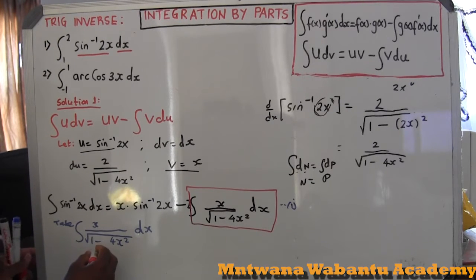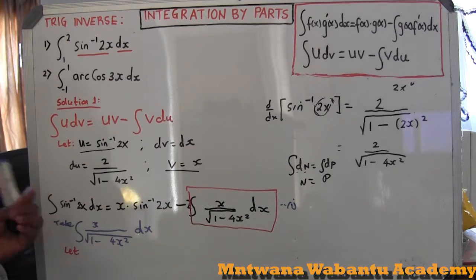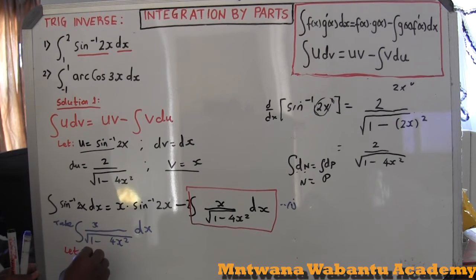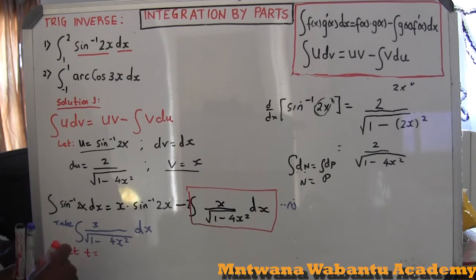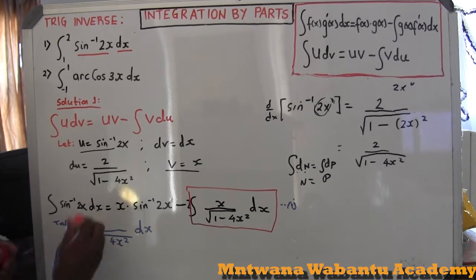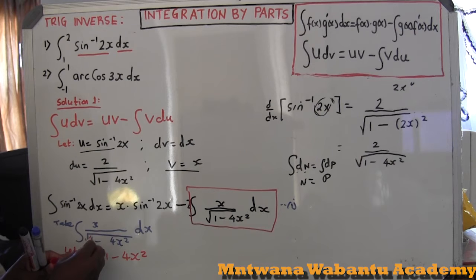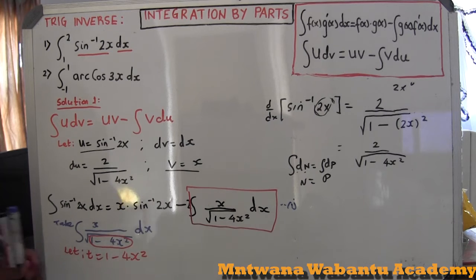I'll let this equal to u, or t, because I already have a u and v. So let's use another letter. You can use k, you can use t. Okay, so let t equal to all of this stuff given, equal to 1 minus 4x squared. Why do that? Because I know if I differentiate this, it's going to give me x. And then I'm sorted. So I'm going to differentiate t, it's going to give me dt.